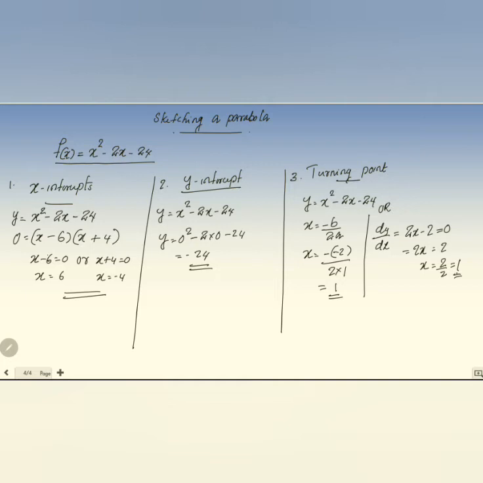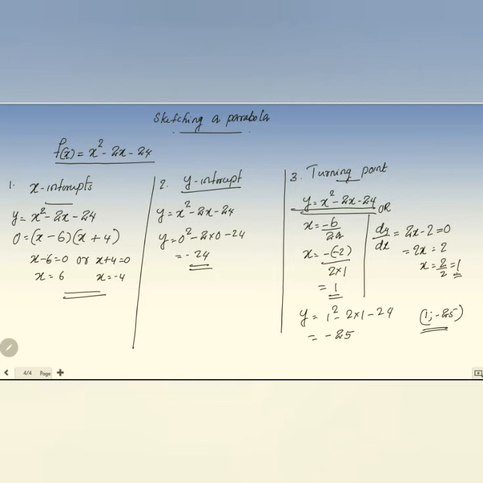So we got the x value. Now how do you get the y value? Substitute the x value in the main function, isn't it? That is y is equal to 1 squared minus 2 times 1 minus 24. When you simplify this, you will get minus 25. So the turning point is x value 1, y value minus 25. See, we got the requirements for drawing the parabola.